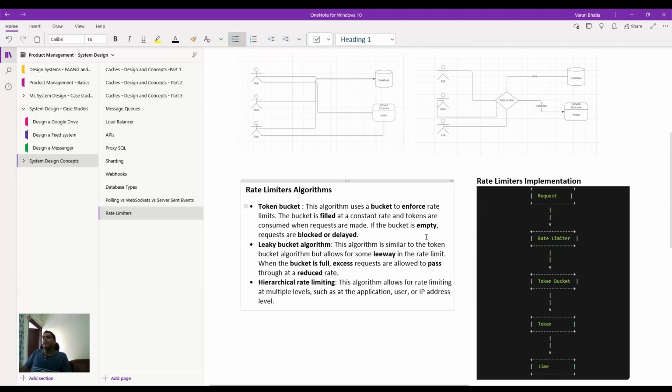And hierarchical rate limit, you can use it as the name suggests, right? It's like a tree structure wherein you have an application, you might have users, you might have different IP addresses, at different levels. So at each level, you can limit. You might limit users at a certain layer, you might limit IP addresses at a certain layer, you might reduce or limit application usage at a certain layer, right? So that is how these algorithms are useful.